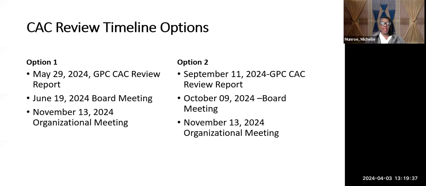And just a reminder, the organizational meeting that happens within the board of trustees is solely for the purpose of getting trustees elected and appointed to the standing committees of the board and also the community advisory committees.